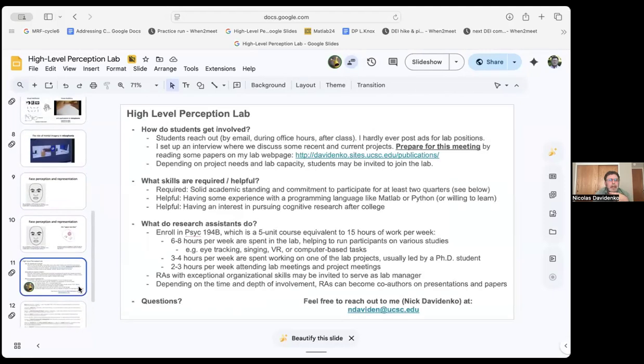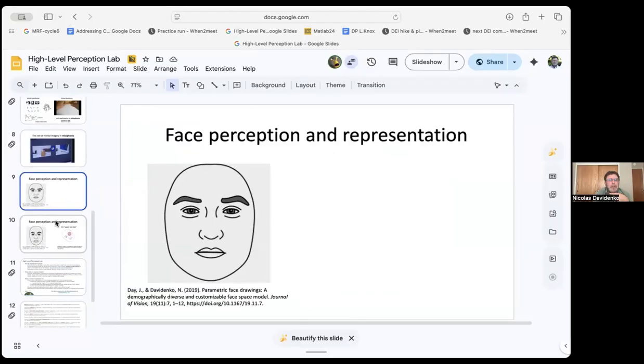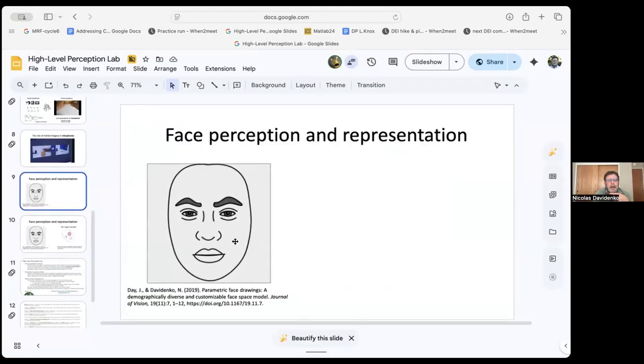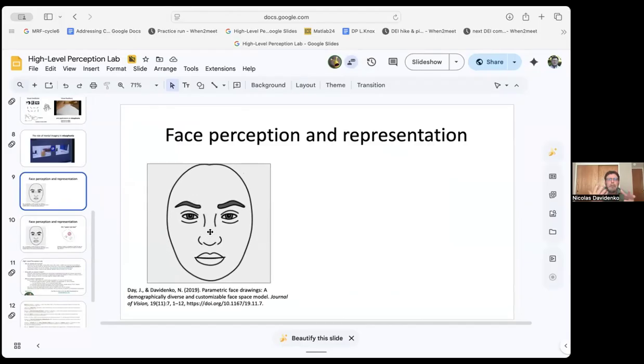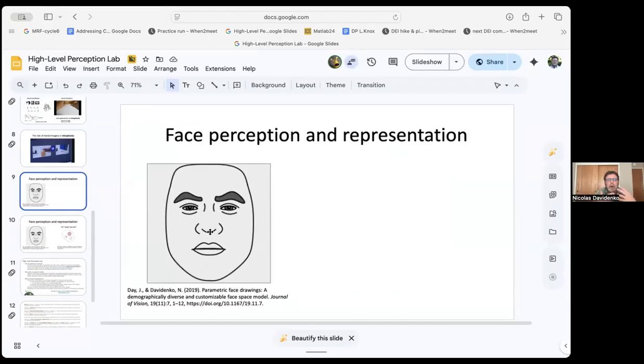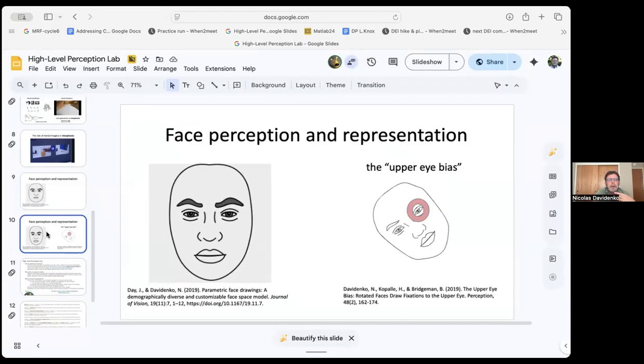And then for my last research topic that I want to talk about, I already said a few things about this type of work. We're interested in understanding how faces vary and how those variations affect memory. But I'm also interested in understanding how people look at faces. And so we've done some eye tracking studies and found that when people look at tilted faces like this one, they tend to focus on the eye that's higher up. And we call this the upper eye bias.